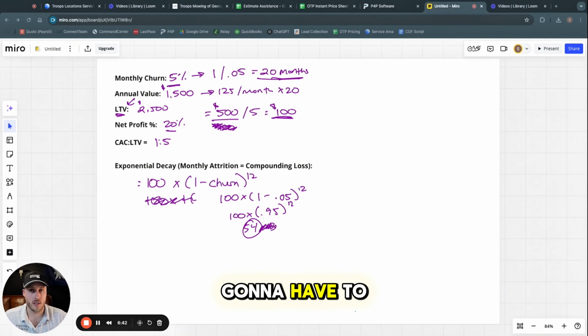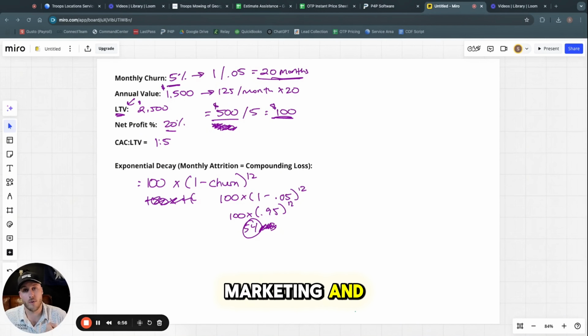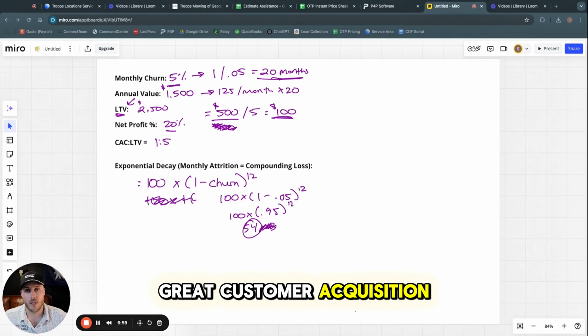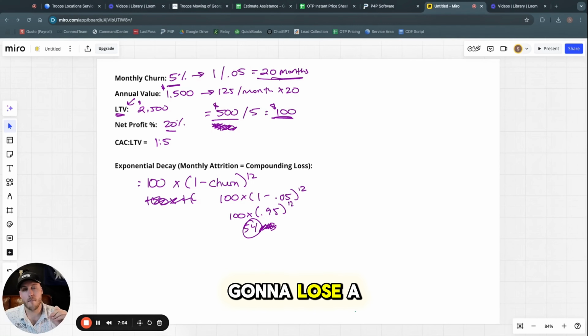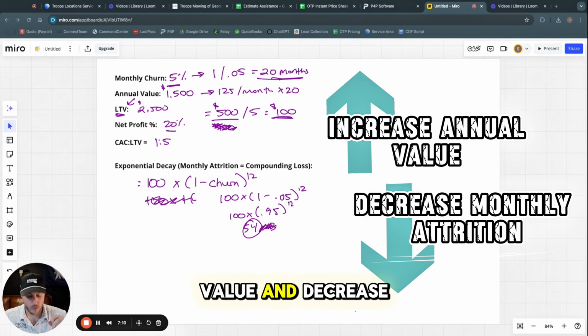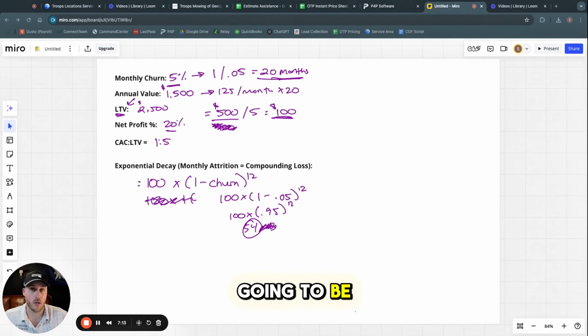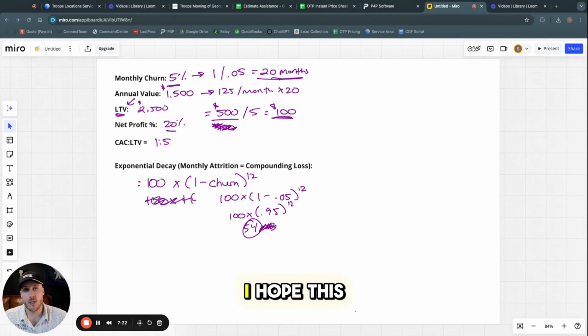So in the following year, you're going to have to gain 46 more customers just to be exactly where you were at the year prior. This is why attrition is such a deadly disease. If you're not controlling attrition, you're going to keep playing a lot of offense and marketing and thinking, hey, I have a great customer acquisition cost of $40, but you have a monthly attrition of 15%. You're going to lose a lot of customers. So the name of the game is increase your annual value and decrease your monthly attrition, because that is going to be a winning formula. You're going to retain more customers every single year, and you're going to do it at a higher hourly rate to the customers.